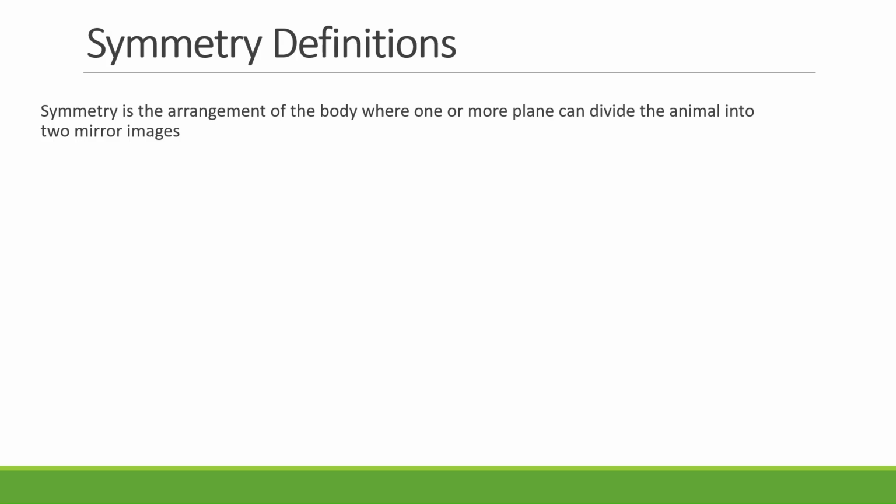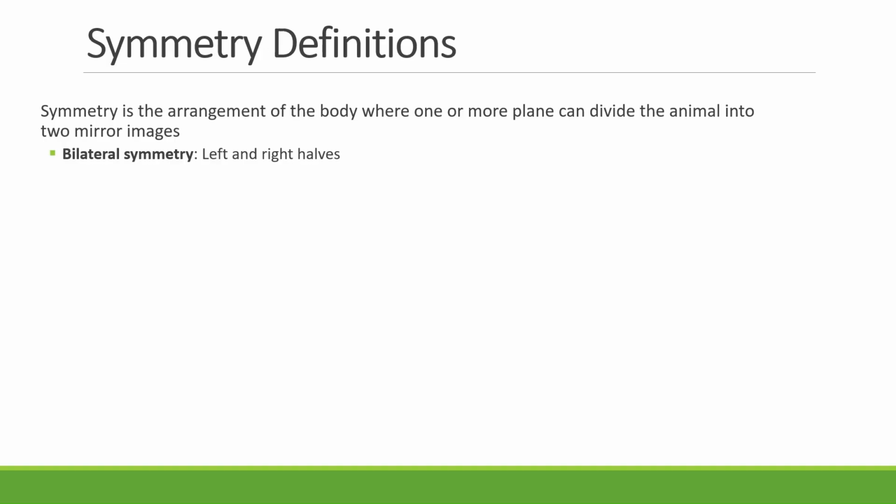Another observation of animals is in their symmetry, which is the arrangement of the body where one or more planes can divide the animal into two mirror images. We'll discuss some symmetry terms, then see how they fit into our taxonomic tree. We've already talked about it a little bit, so you might see where we're going here. And then we can look at how we can describe the body based on its orientations and types of divisions.